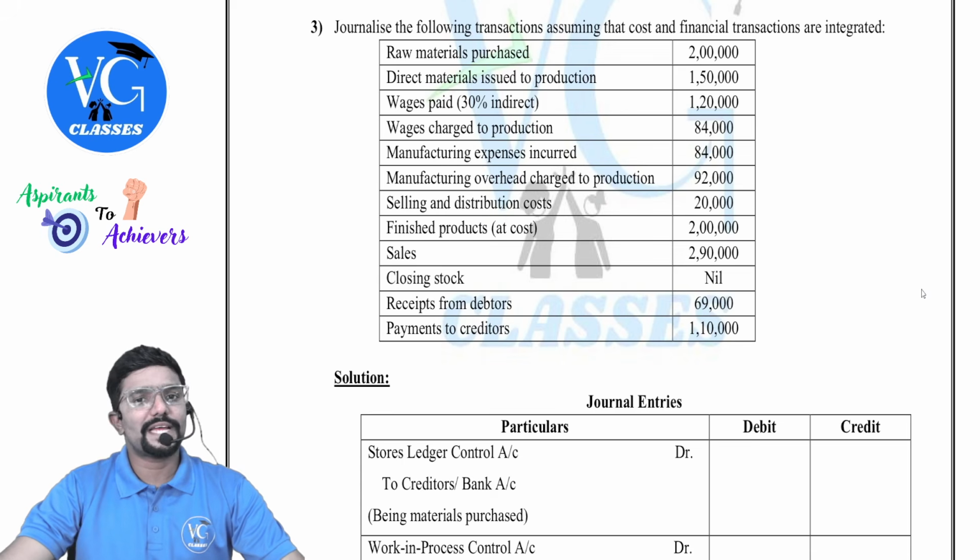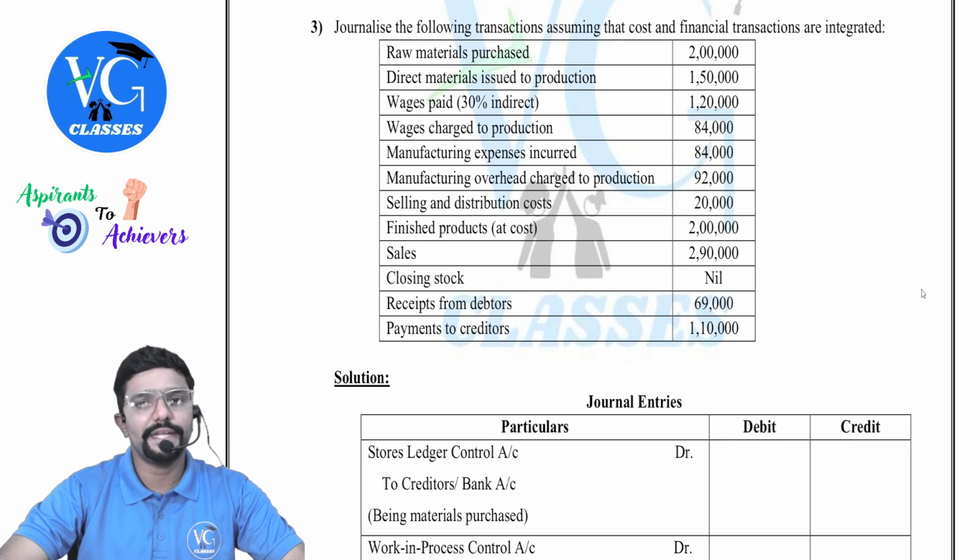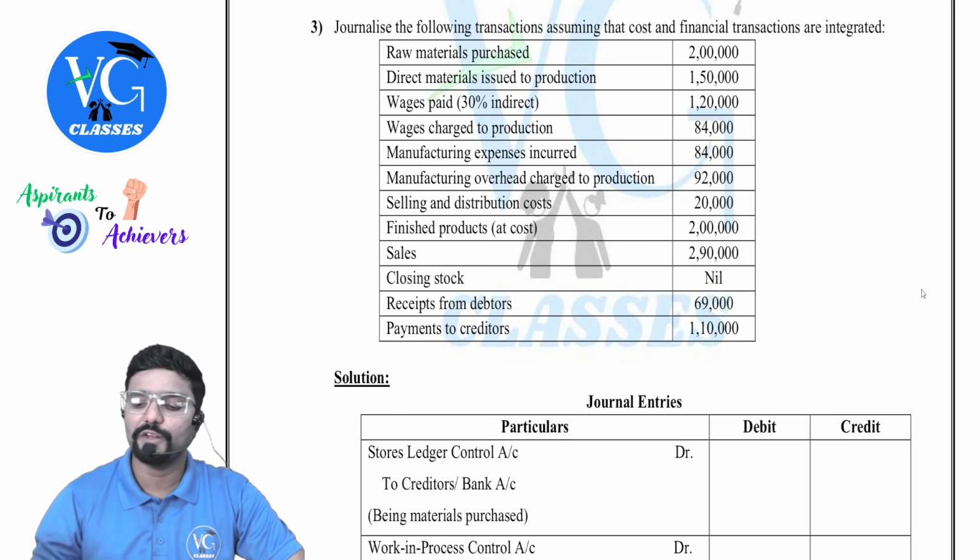Journalize the following transactions, assuming that cost and financial transactions are integrated. Okay, they have already given a clue for you. Here, what are you supposed to follow?